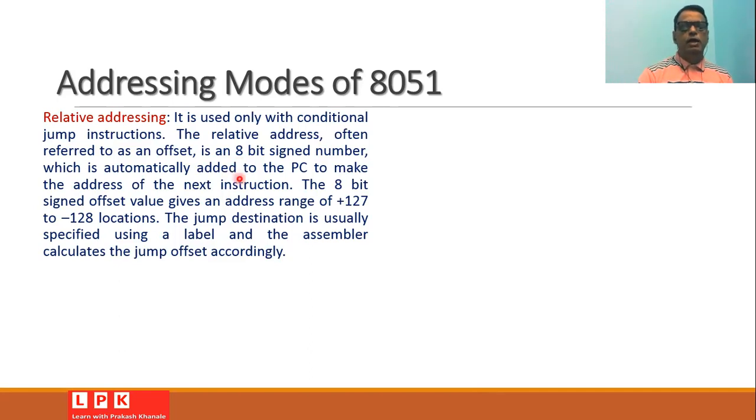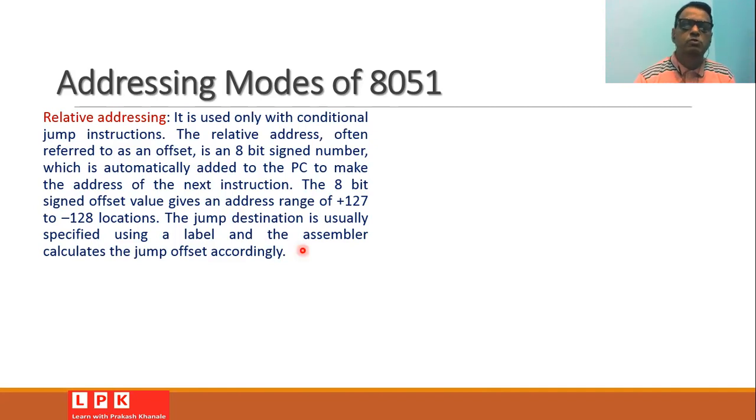This is automatically added to the PC, that is, the content of the program counter, to make the address of the next instruction. The 8-bit signed offset value can be in the range of +127 to -128. The jump destination is usually specified by using a label, and the assembler will calculate the jump offset accordingly.